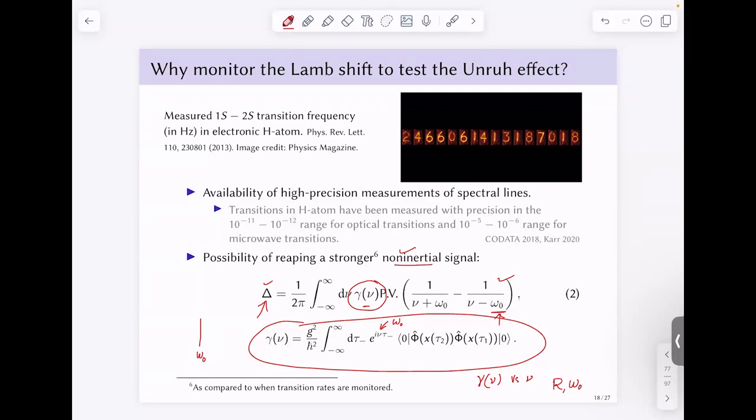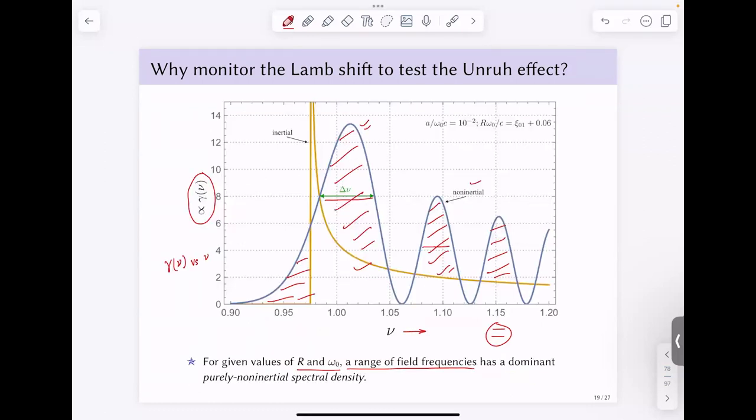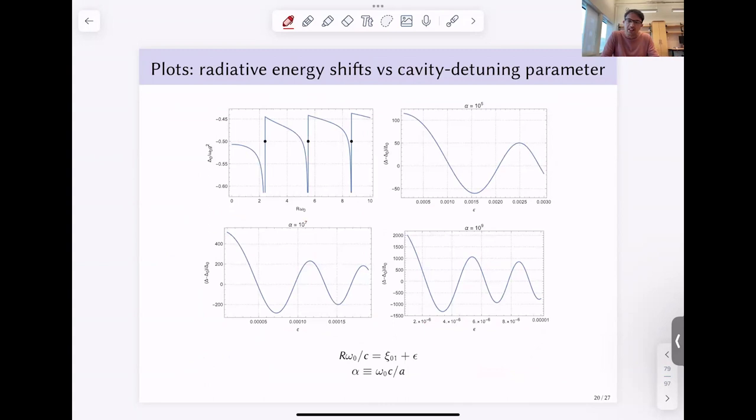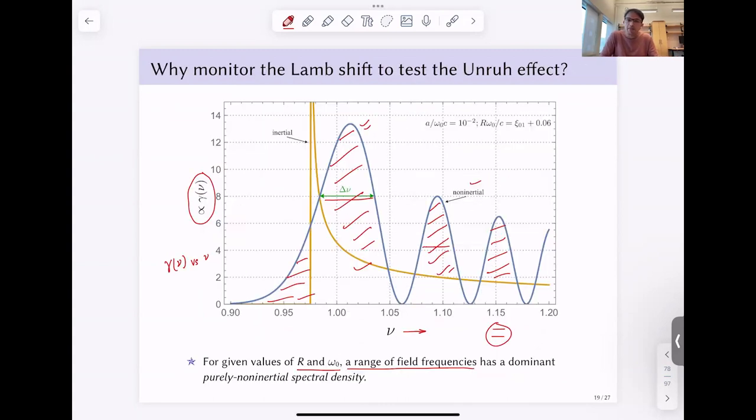Yeah. So the next slide, you're plotting. This is the plot of lamb shift? No, lamb shift is on the next slide. This is just gamma nu. I am trying to motivate why lamb shift might be able to capture the non-inertial effects more efficiently as compared to transition rates. So I am just plotting gamma nu here. Okay. No, we'll keep going. No, thanks.